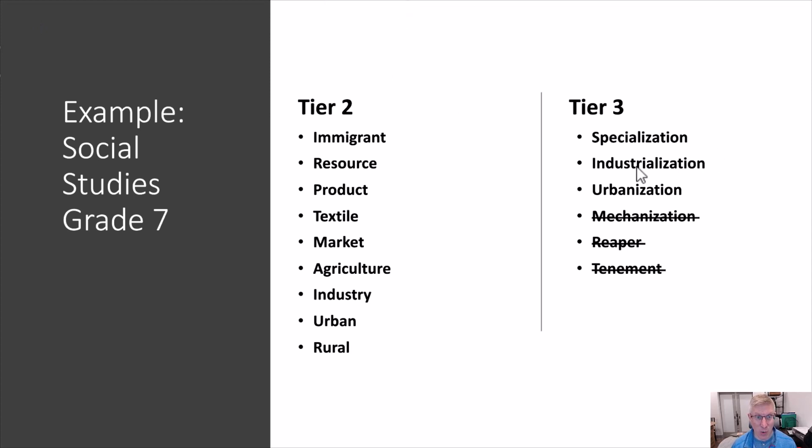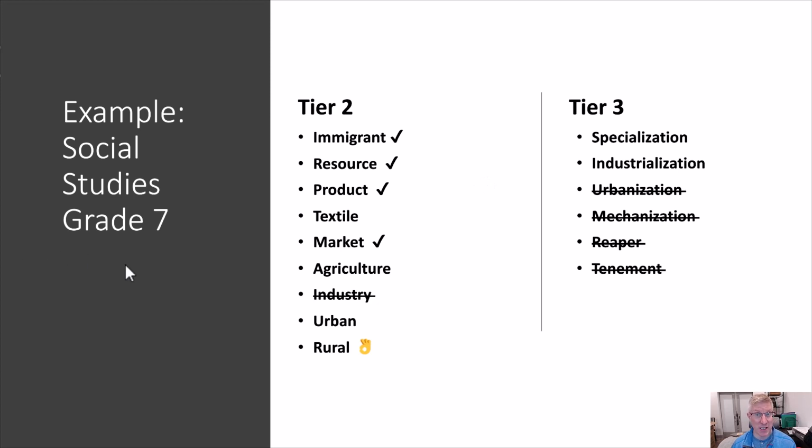I notice also a lot of overlap between other tier 3 words and those in tier 2. So I'm going to give a pre-assessment. And this pre-assessment is going to help me identify which words my students know and which words my students don't know. And I notice they know immigrant, resource, product, and market.